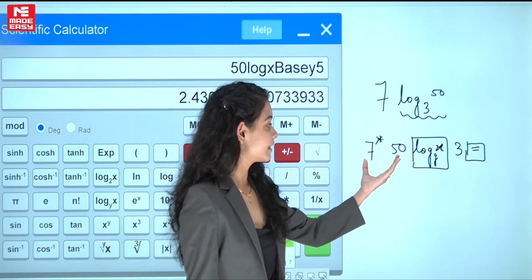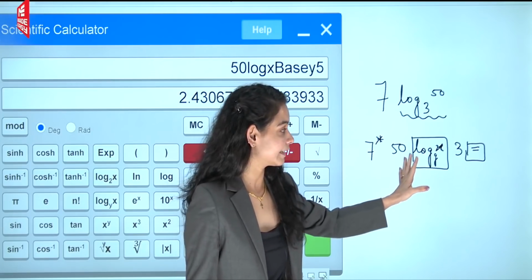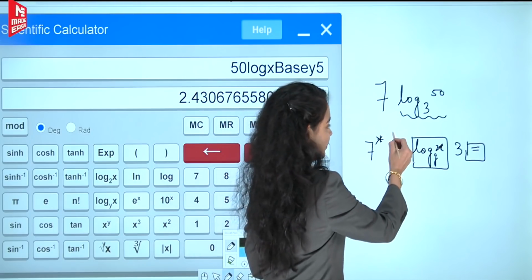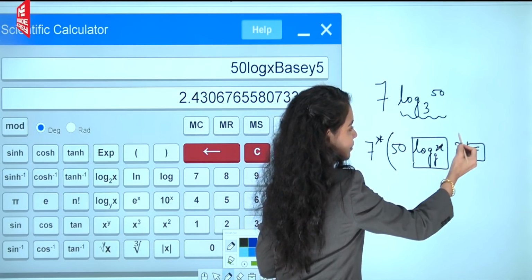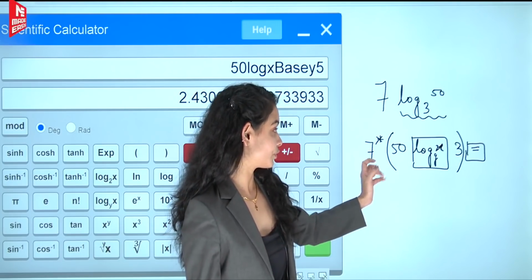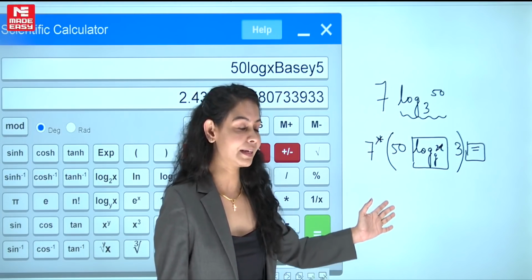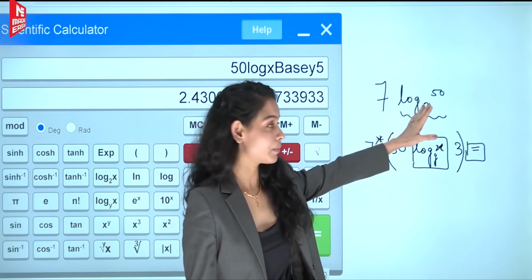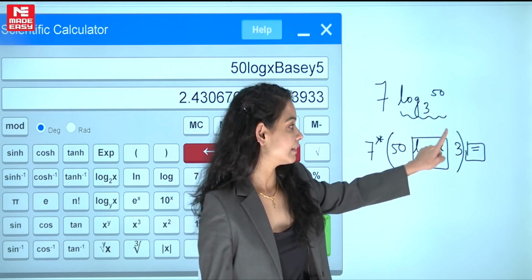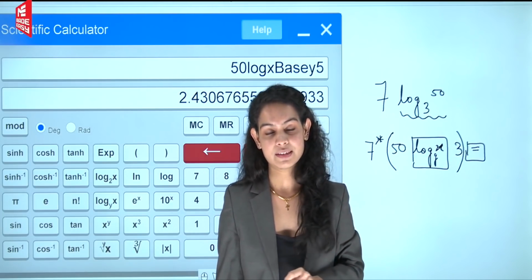Now the point of mistake here is, if you write it this way in the virtual calculator, what will happen is that the 7 and 50 will multiply with each other, and then it will take the log of 350. That will go wrong. So you need to use brackets here before you perform the log function. For this, first enter 7, multiplication, open the bracket, then enter 50, which is your value of x here. Then press the function tab, then the value of the base, that is y here, 3, and then press the equal to sign.